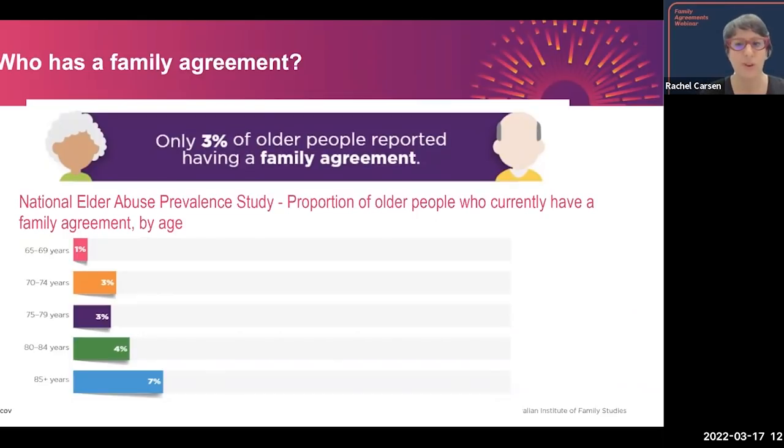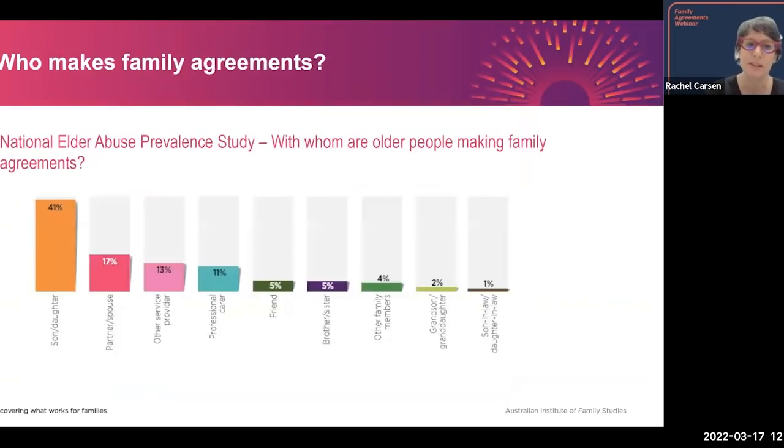What our data also showed was that in contrast to people who had wills and powers of attorney, older people from a CALD background, so a culturally and linguistically diverse background, were more likely to report having a family agreement. Older people who were either never married or who had been widowed were more likely to report having an agreement. And people from relatively socioeconomically disadvantaged areas were also more likely to report having a family agreement.